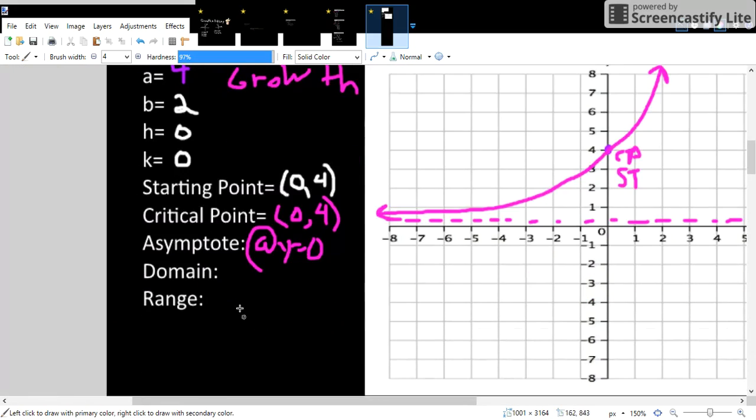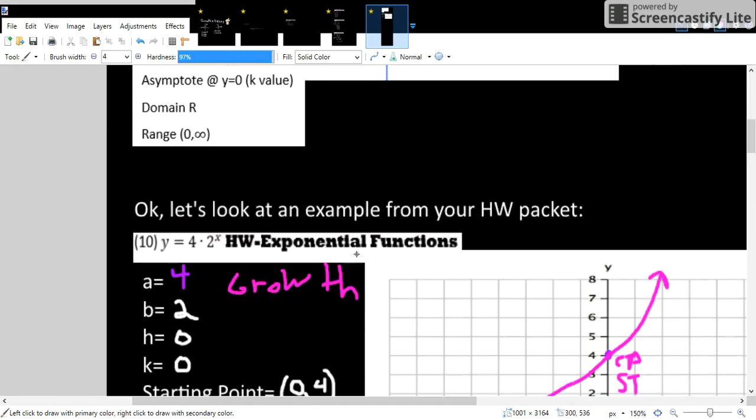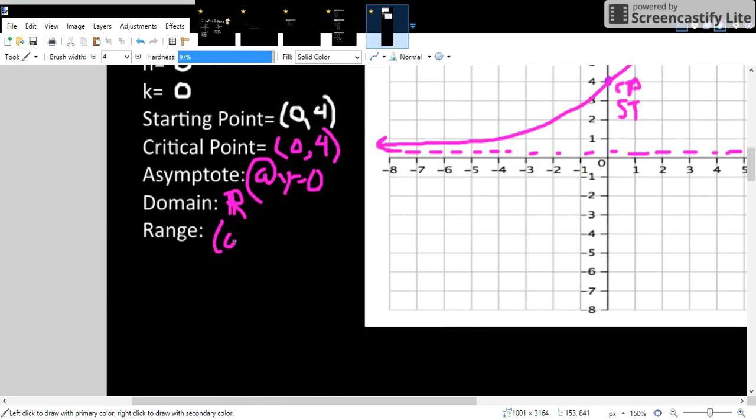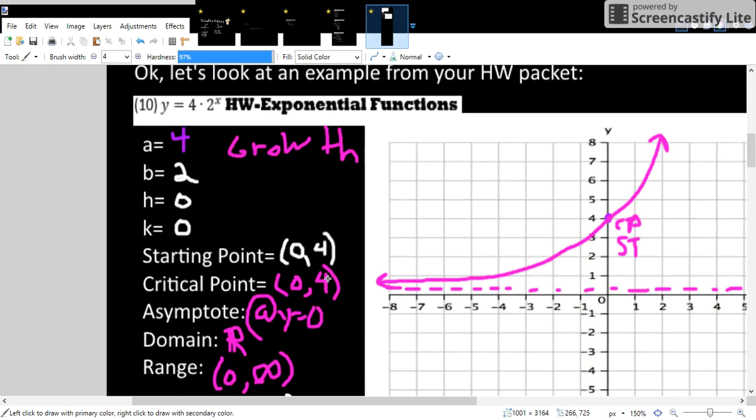Our domain, again, is all real numbers. Our range will be the same range as right here. We have from 0 to infinity. Basically, our range is going to be from whatever k is, which is 0 in this case, to infinity. And that'll only change if you have some kind of reflection or something. Or if your asymptote, of course, changes, but that would make the k change as well.